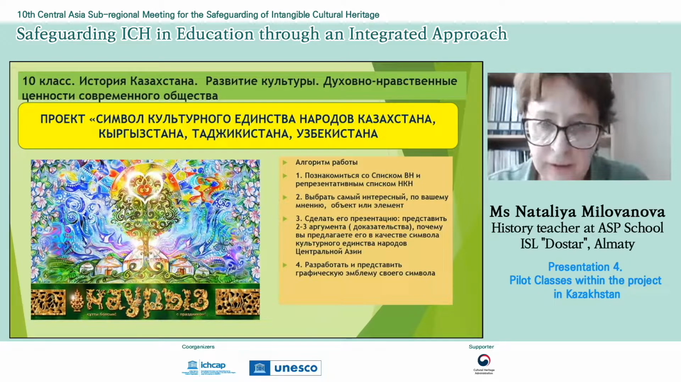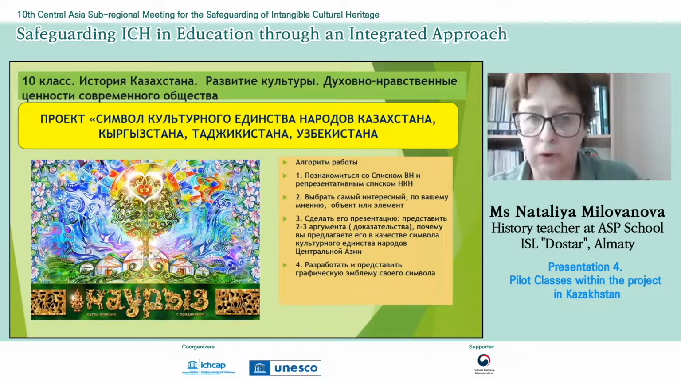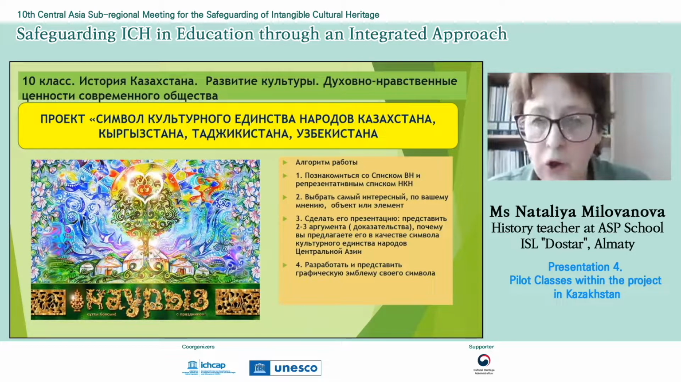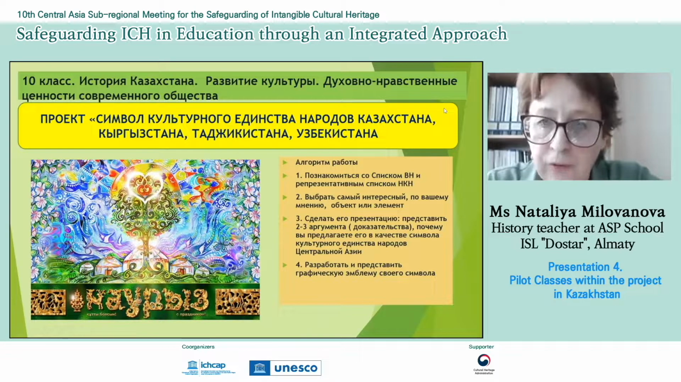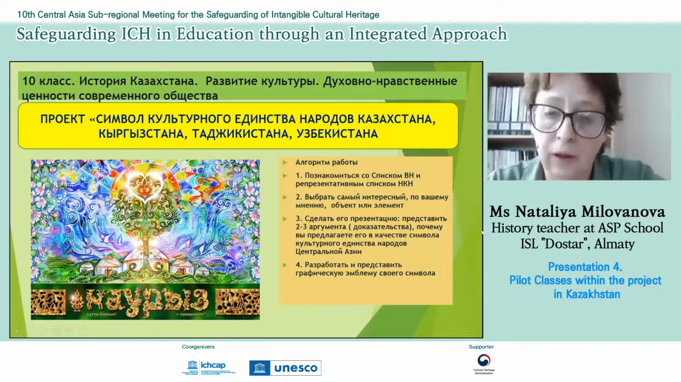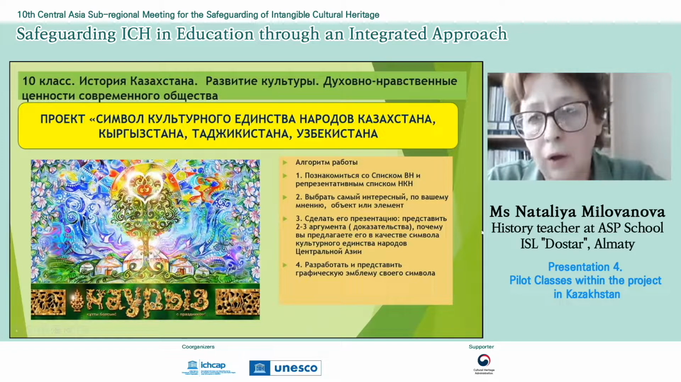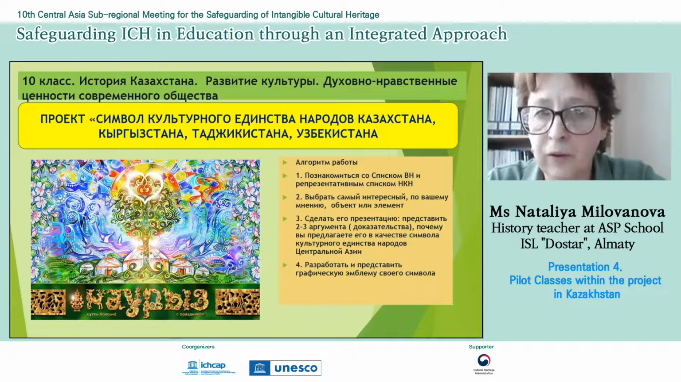And we were scrutinizing the World Heritage List and ICH list of UNESCO. And then in the groups, we put together kind of symbolic small presentations which were dedicated to the symbols of cultural unity of the peoples of Kazakhstan, Kyrgyzstan, Tajikistan, and Uzbekistan. And the children had an algorithm of their work. They could do it as a presentation or a live project. We did it last year when we had all our classes online, but it was done very well.